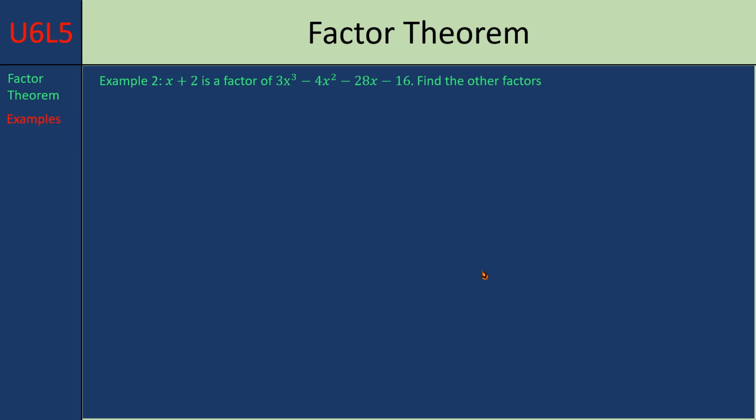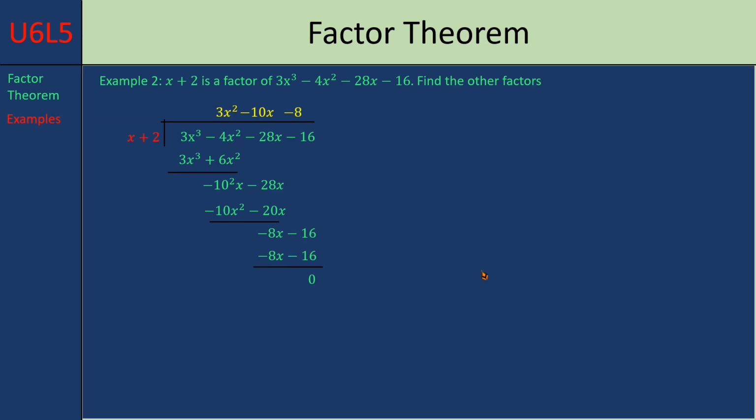Example number 2, they tell you x plus 2 is a factor of this polynomial, this long one. They want you to find the other factors. So if you want to find the other factors, you just got to divide it, right? Divide, and whatever I get is going to be my other factor. So I get that, long division, subtract, I get that, negative 10x, and so on, subtract, negative 8, subtract. Do I get 0? Of course I should get 0, right? If I don't get 0, I know there's something wrong because they told me that it is a factor. So I should get no remainder.